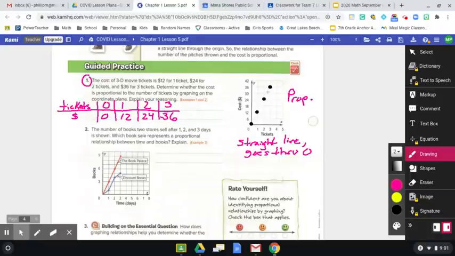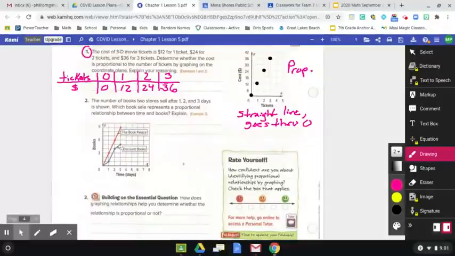I know it because I have a pattern of 12 every time. It's going by 12. 12 for 1 ticket, another $12, $24 for 2, add another 12 to that, it's 36 for 3. So it is proportional. My reasoning I put was it's a straight line and it goes through 0, and I can see that in the graph. Come right below that at number 2.